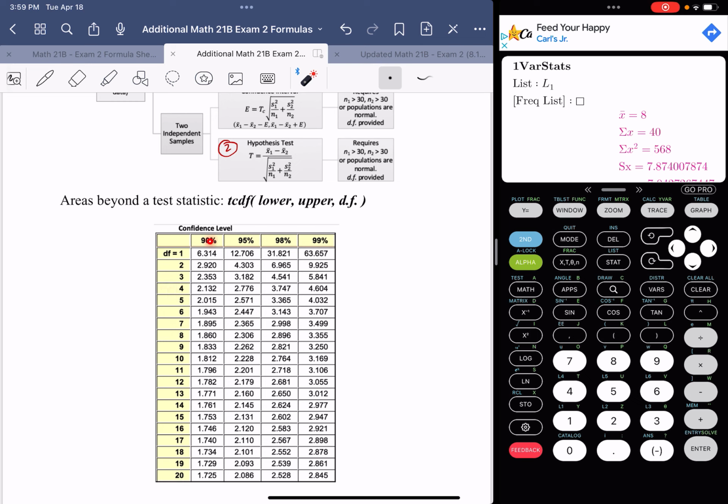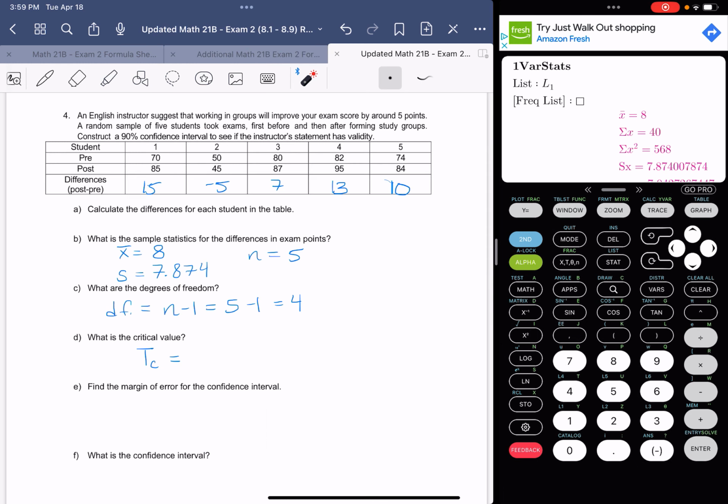So degrees of freedom we said was 4. And the confidence level we said was 90, right? So where do those two values intersect? 2.132. Yep, right here. 2.132. Degrees of freedom is 4. Confidence level is 90. They intersect here at 2.132.